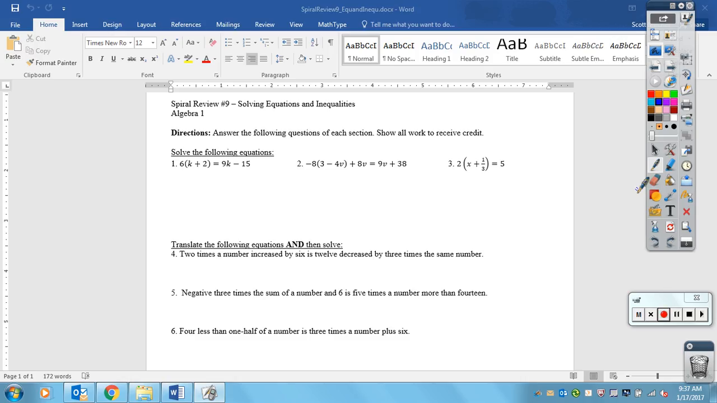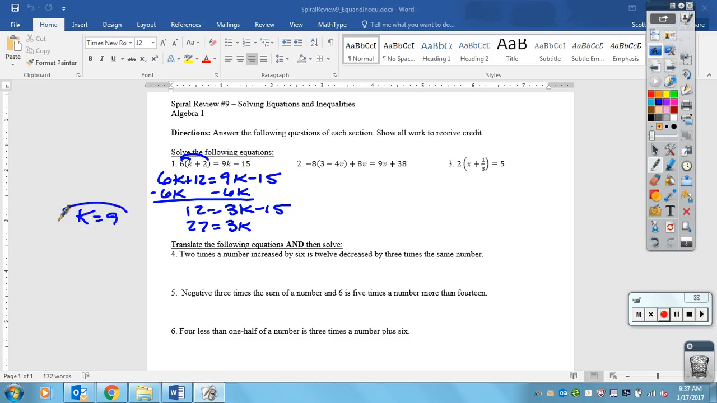In order to solve, we're going to clean up each side. 6k plus 12 equals 9k minus 15. Variables on both sides, minus 6k, minus 6k. 12 equals 3k minus 15. Add 15 to both sides, so 27 equals 3k. Divide both sides by 3. K equals 9 for this example. Pay attention to your signs.